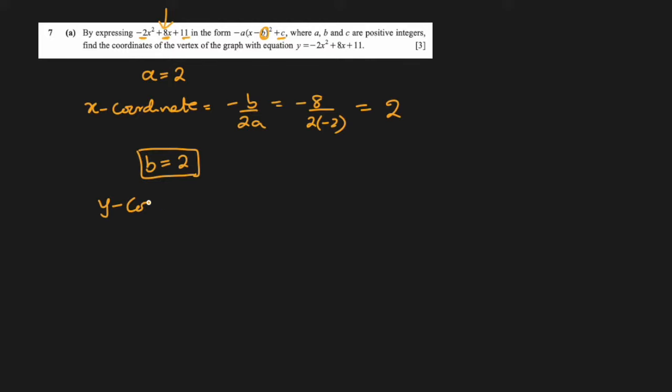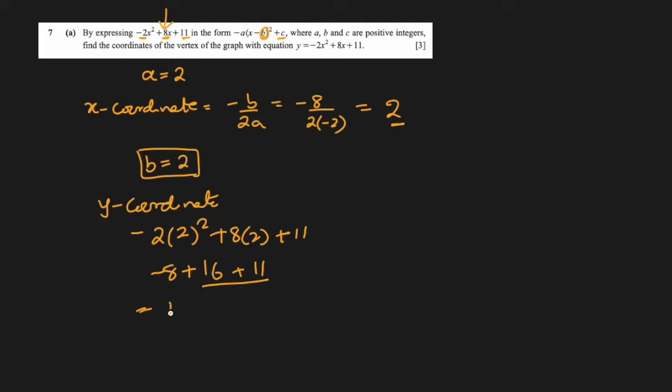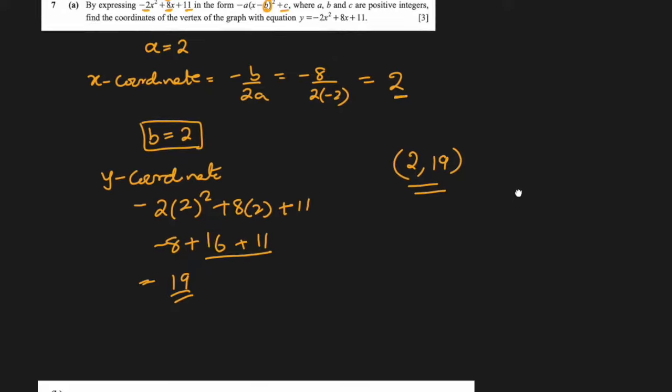And c, this becomes the y coordinate, which is c. So the y coordinate is nothing but the c part of the vertex form, and if I substitute the x coordinate into this expression, I will get the y coordinate. So I got the x coordinate is 2. So in place of x, I will put minus 2 times 2 squared plus 8 times 2 plus 11. So minus 2 times 4, minus 8, plus 16 plus 11. So that comes out 27 minus 8, 19. So the question was, find the coordinates of the vertex of the graph. So the coordinates are 2 and 19. These are the coordinates.